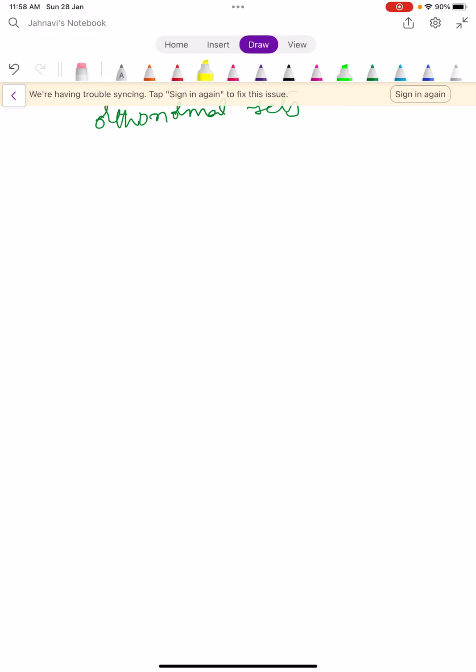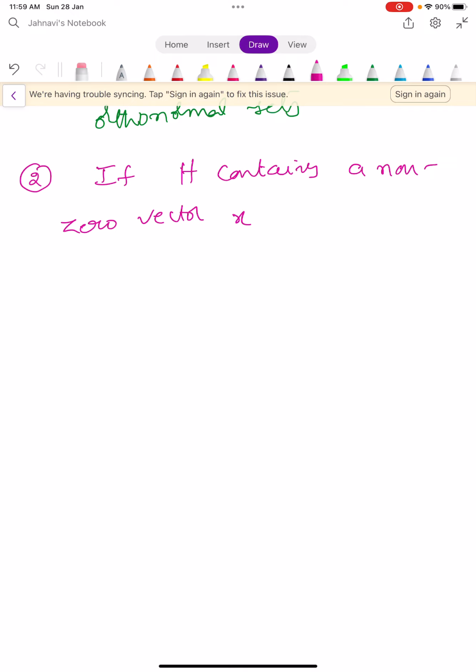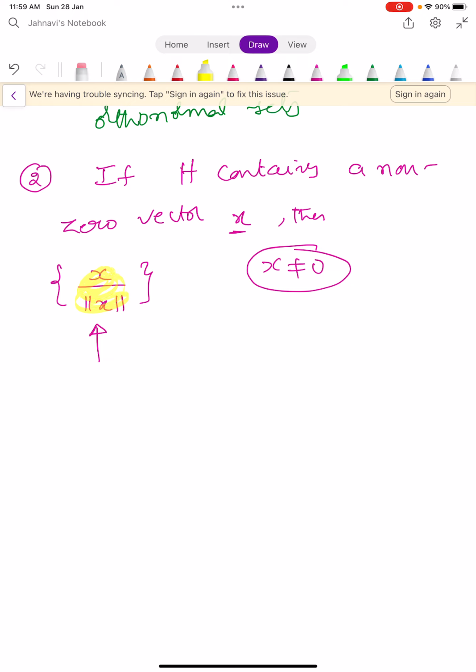So remember the second point. Second one: if H contains a non-zero vector x, meaning x is not equal to 0, then the singleton set {x by norm x} must be an orthonormal set. Remember that.